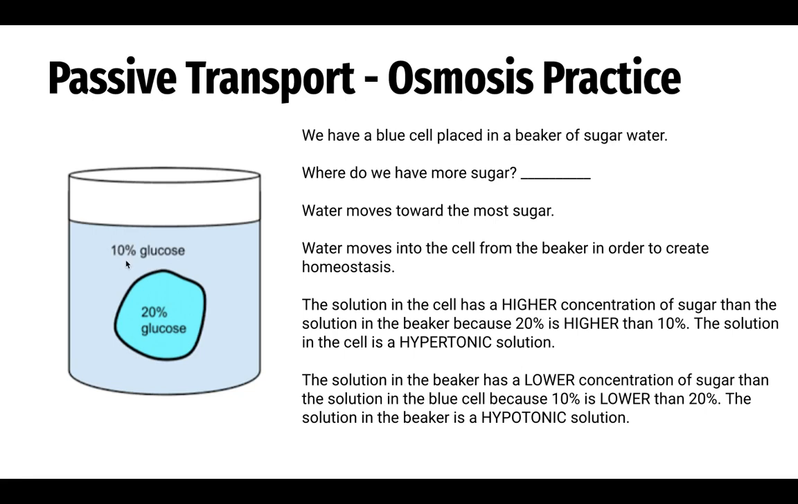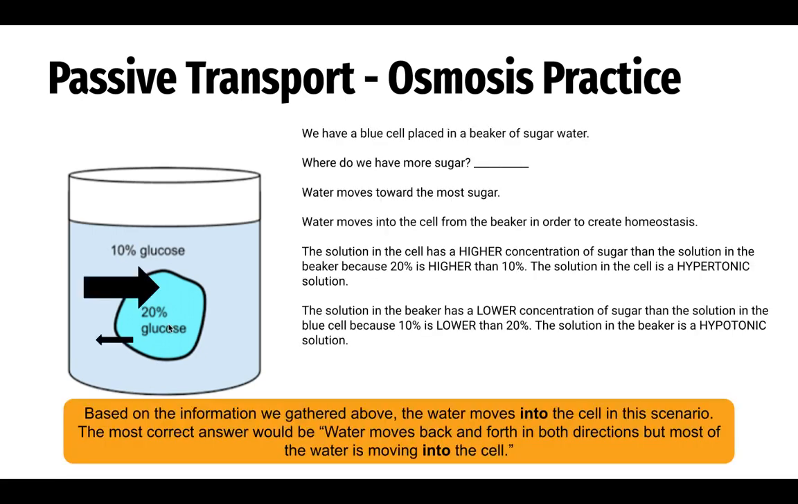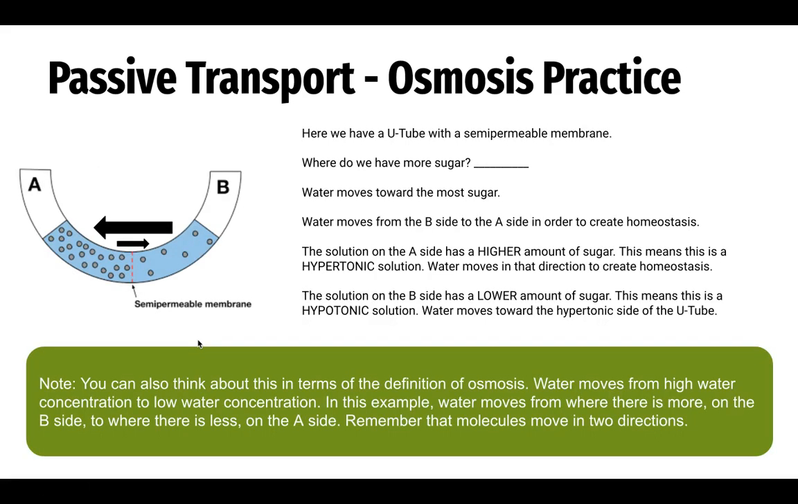It's lower, right? So this is a hypotonic solution, which means water is going to go into the cell. Okay? It's going to move like this. Based on the information, water is going to move into the cell in this scenario. But remember that water always moves in two directions. A little bitty bit is going to go back in the other direction. So the most correct answer would be water moves back and forth in both directions, but most of the water is moving into the cell because this is a hypotonic solution out here. Hippo, big fat O.